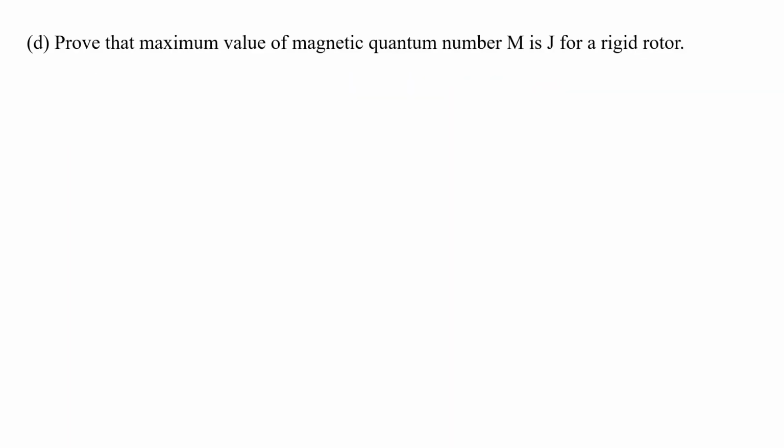Okay, now this is another question: prove the maximum value of magnetic quantum number M is going to be J for a rigid rotor. How do you want to approach this? You already know that if your J is 1, then the possible values of M are 0, plus minus 1. So the maximum value is 1, right?